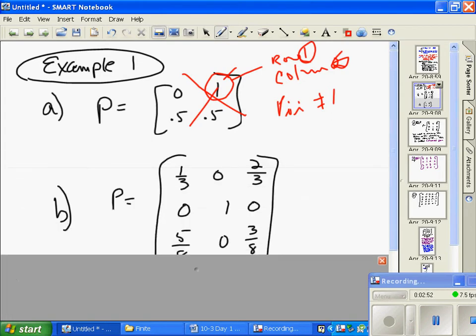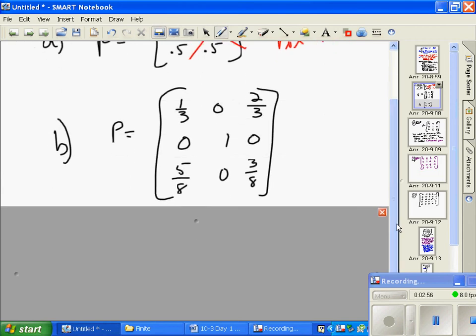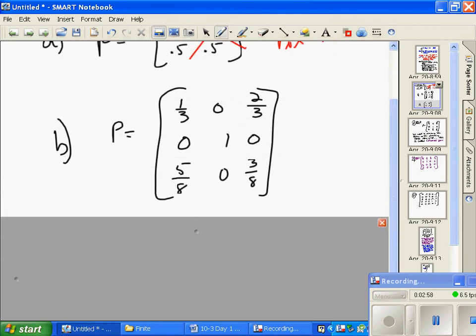Okay, going on to this next one, part B. Part B, I see that I have a 1 there. Now notice that is in row 2, column 2. Okay, so that matches up. So that is an absorbing state.